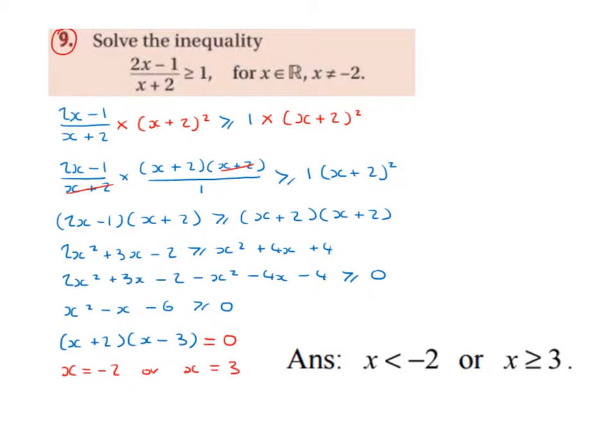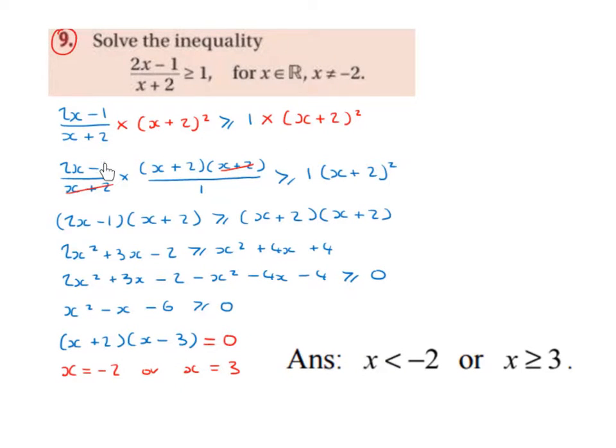So we're going to have (2x − 1)/(x + 2) multiplied by (x + 2) squared is greater or equal to 1 multiplied by (x + 2) squared. (x + 2) squared we can break up to be (x + 2) multiplied by (x + 2), all divided by 1. And that's going to be greater or equal to 1 times (x + 2) squared, which will just give us (x + 2) squared. We can cancel out the x + 2 in the denominator and one of the x + 2's in the numerator. Doesn't matter which one.